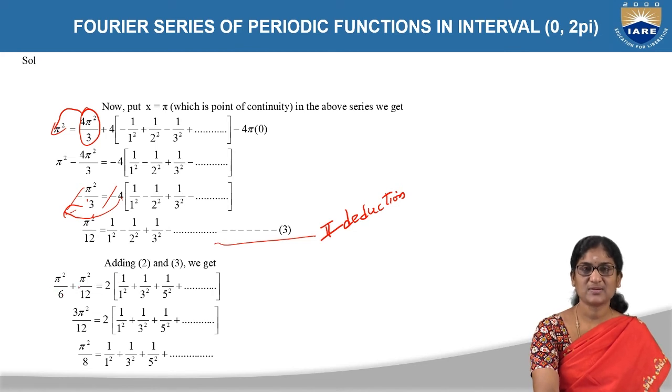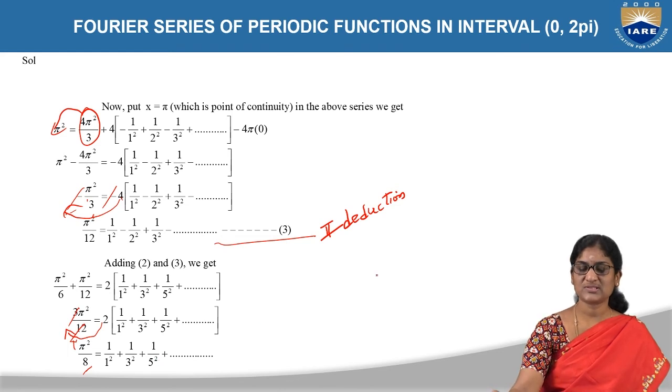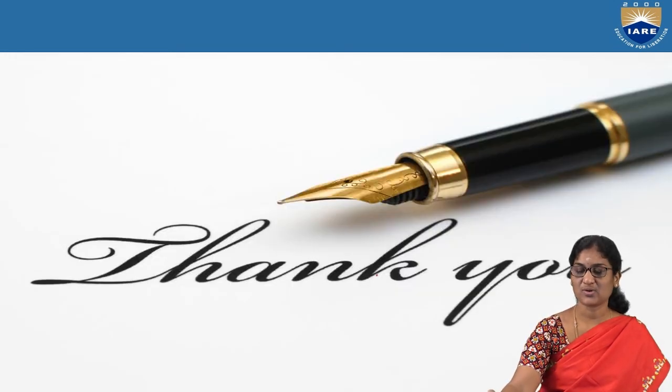So pi square by 6 plus pi square by 12 is equal to 2 into 1 by 1 square plus 1 by 3 square plus 1 by 5 square, so on. After taking LCM, we get 3 pi square by 12, which is equal to 2 into 1 by 1 square plus 1 by 3 square plus 1 by 5 square, so on. So pi square by 8, 3 goes in 4 times, and the 2 is brought to the denominator, which is equal to 1 by 1 square plus 1 by 3 square plus 1 by 5 square. So this is how we get the third deduction also.